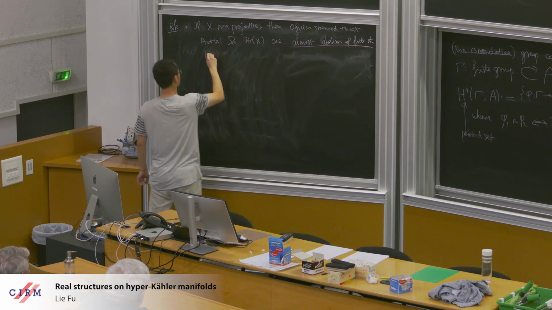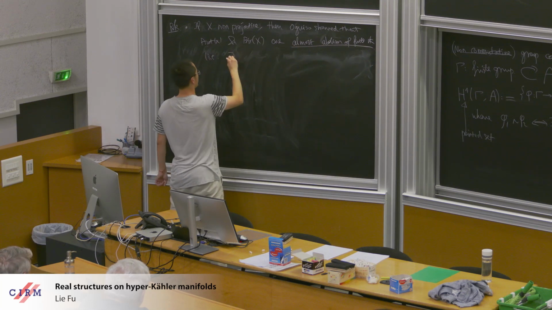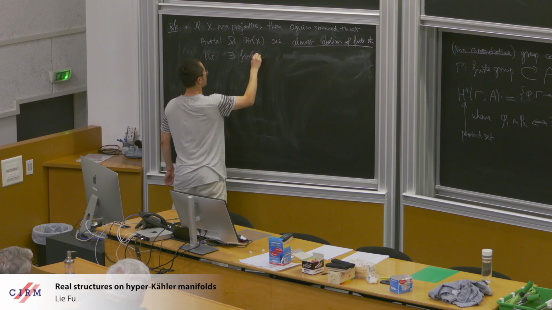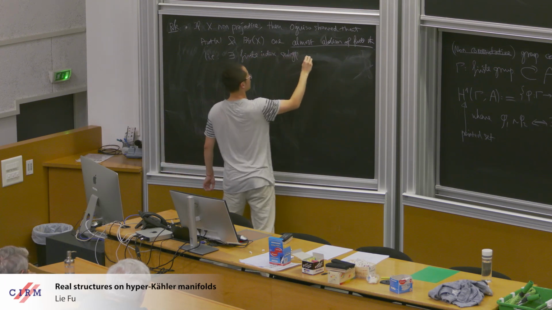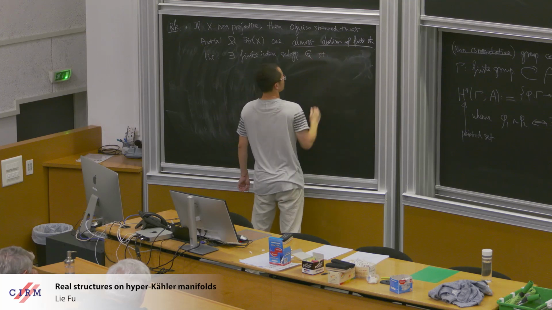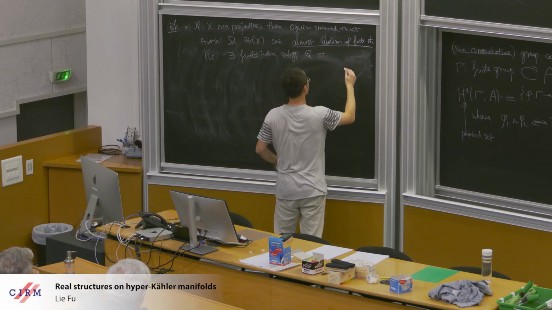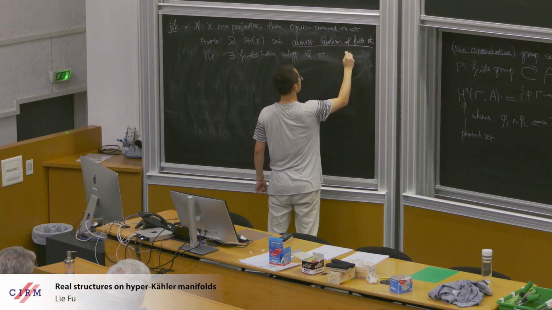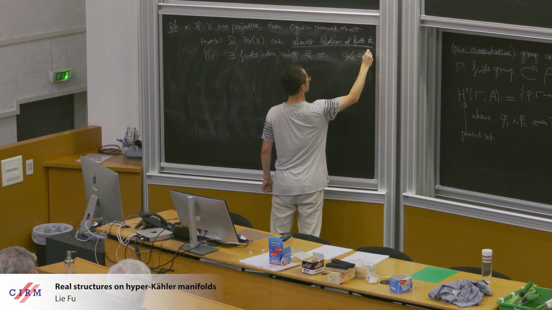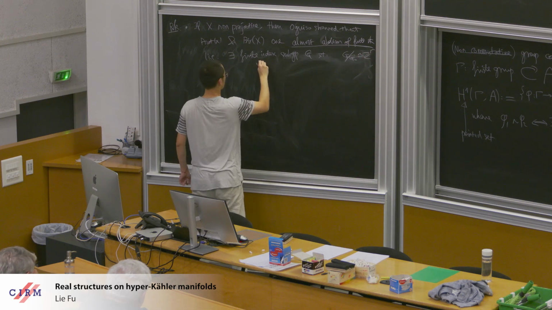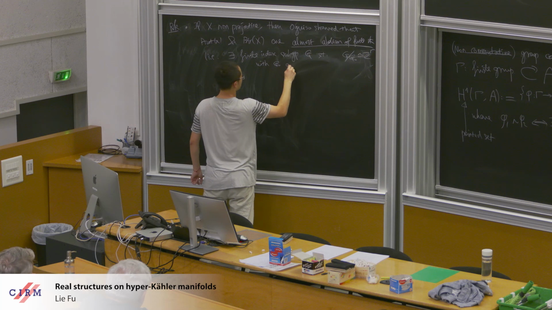That means there is a finite index subgroup G such that G quotient by G0 is like Z to the r, with G0 a finite group.